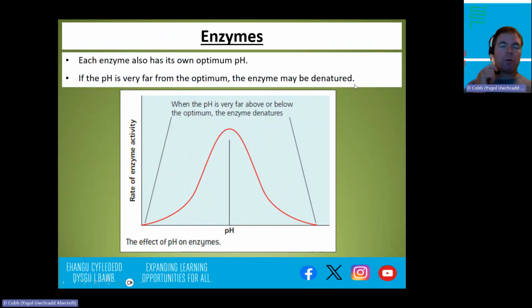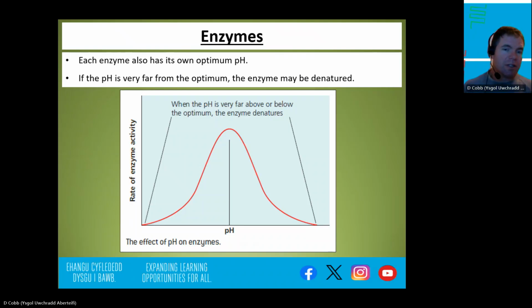What about with pH? Well, pH questions are far less common, but here's the principle that every enzyme has got its own optimum pH. And so some enzymes, like those found in the stomach, have got a very low optimum pH of 1 or 2. Most enzymes inside the body prefer a pH of around about neutral.